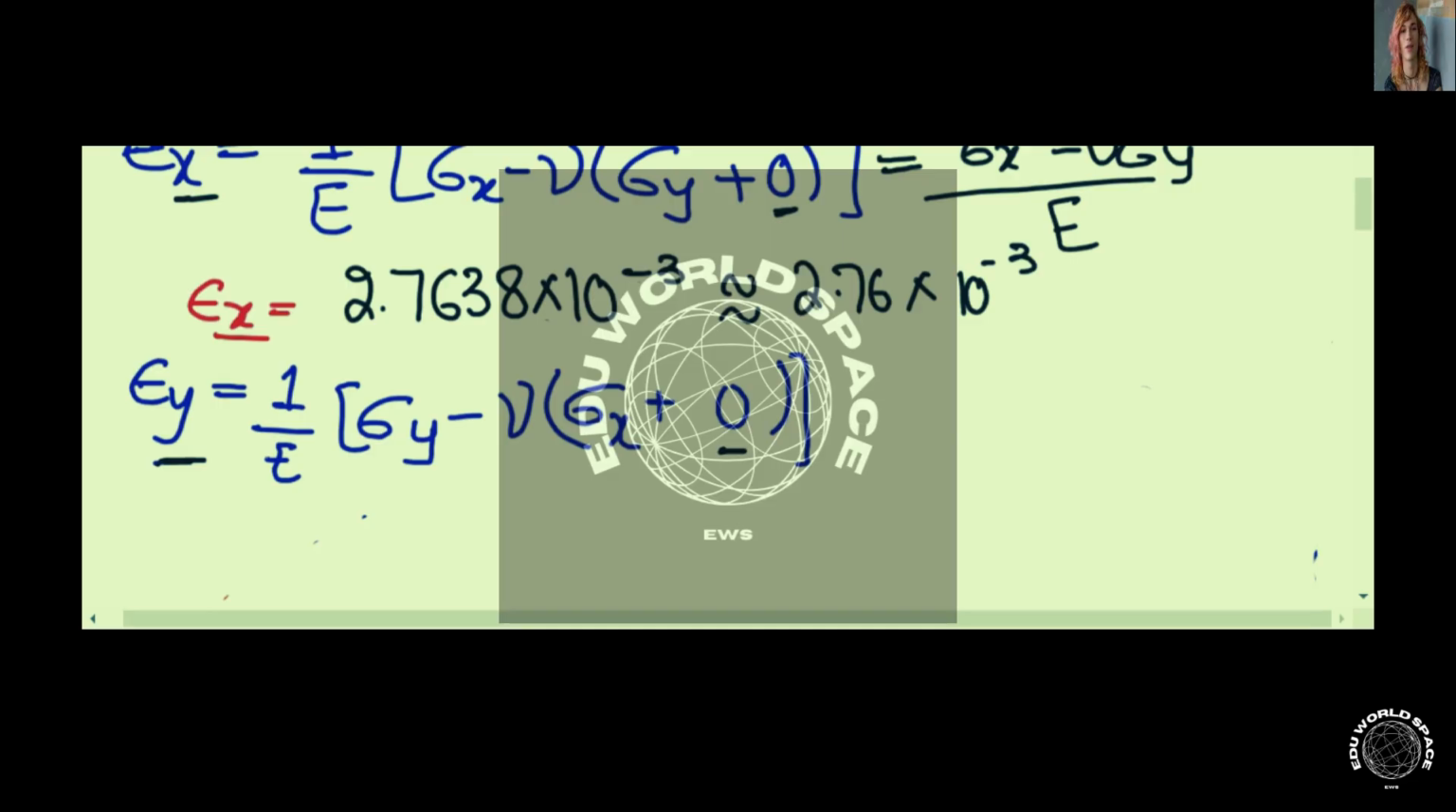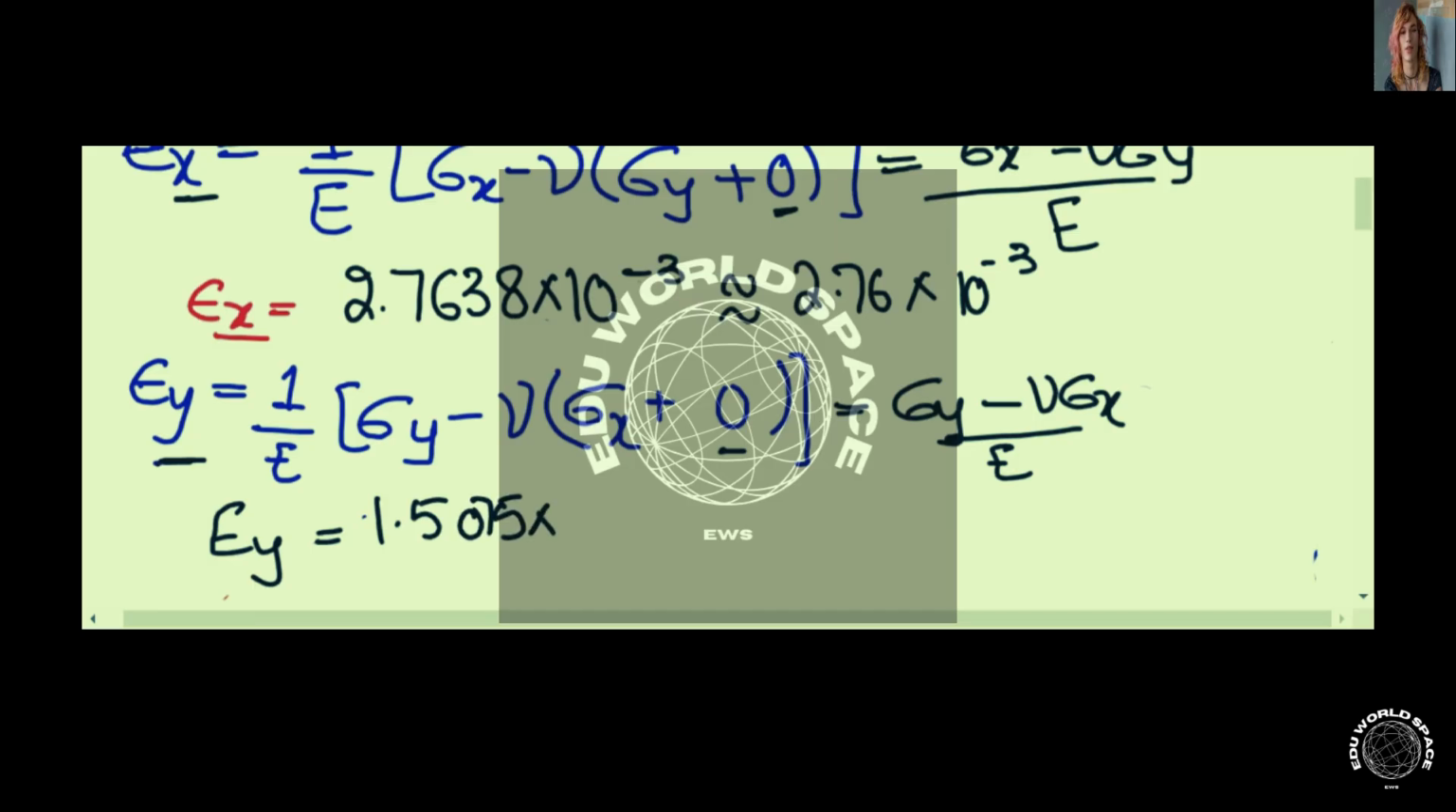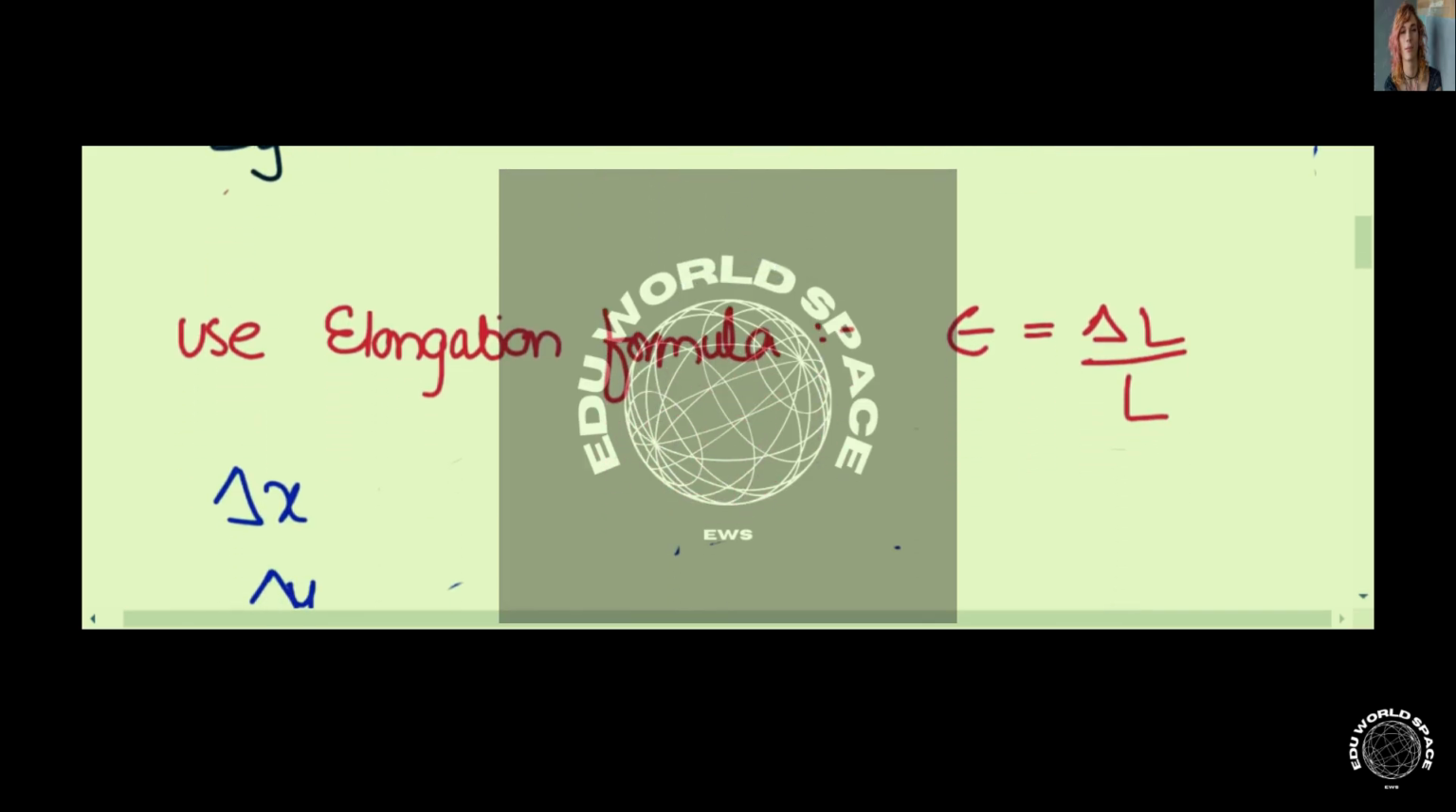And similarly, we have the equation for the y dimension. Again, the z component is 0, and when we simplify it, we get that it is equal to sigma sub y minus epsilon times sigma sub x, divided by E. Again, just plug in the values and we get the strain for the y direction, that is 1.5075 into 10 raised to power negative 3, approximately equal to 1.51 into 10 raised to power negative 3.